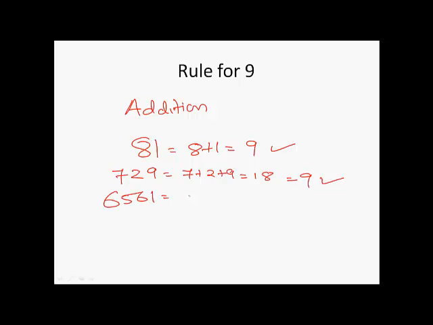6,561 is 6 plus 5 is 11, 11 plus 6 is 17, 17 plus 1 is 18, 1 plus 8 is 9, divisible by 9. So keep on adding the digits till you get a single digit. If that single digit happens to be 9, then the entire number is divisible by 9.